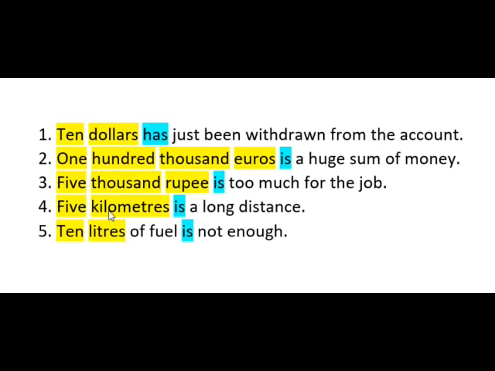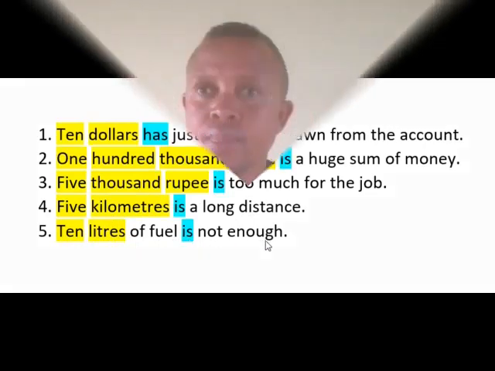In number 4, the unit of measurement we have here is kilometers. 5 kilometers, you must use the singular verb is, a long distance, not are. Number 5 too is about unit of measurement, liters. 10 liters of fuel is, not are, is not enough.